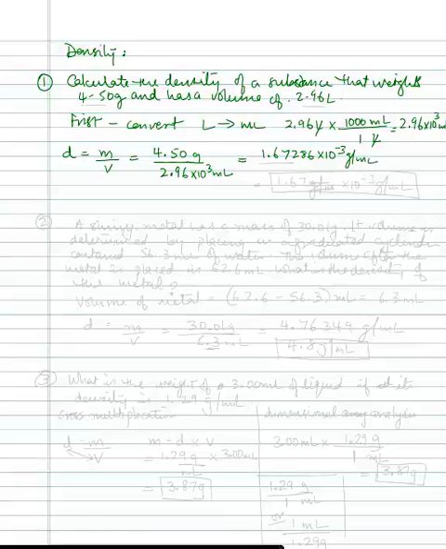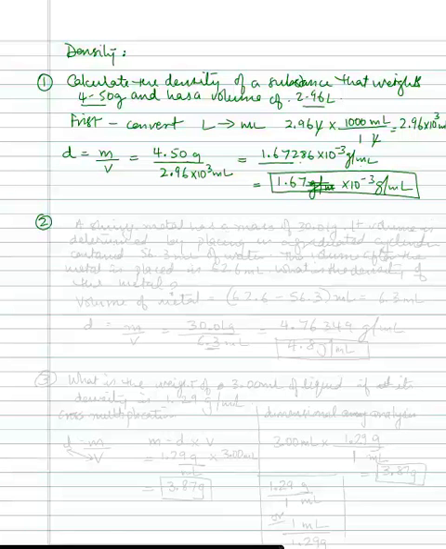We need to make sure that we have the right units for it and the right number of significant figures. You started with 3 significant figures for each of the values, and so the final answer should be 3 significant figures, which is 1.67 times 10 to the negative 3 grams per milliliter, and that is your final answer then. Let's do another one.